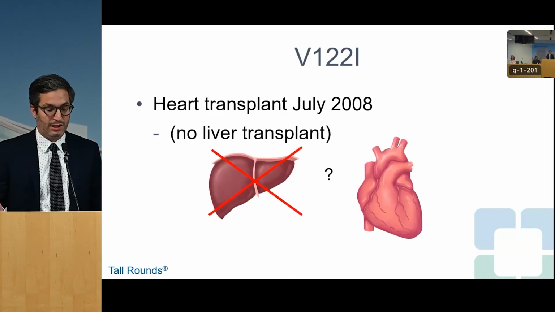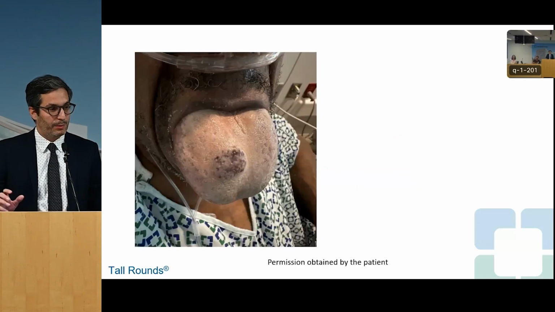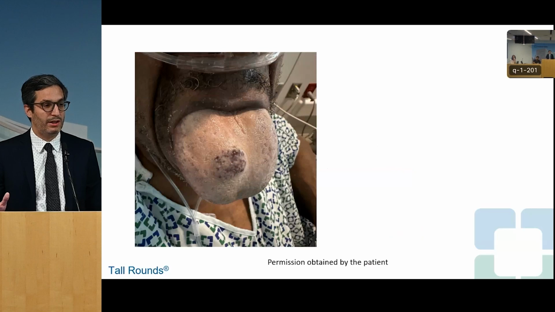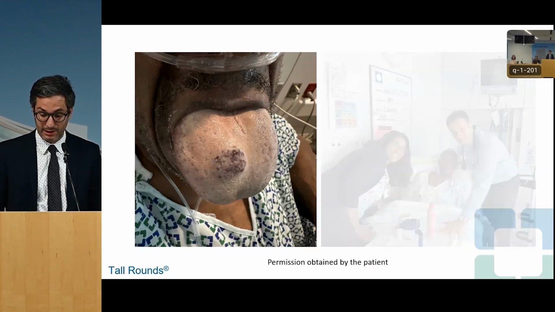Coming back to that patient, he ended up having end-stage heart failure. He got a transplant in July 2008. We decided not to do a liver transplant, so it was only a heart transplant. It's always important with these patients to look for all the other extracardiac manifestations. Like this patient had macroglossia with tongue involvement.